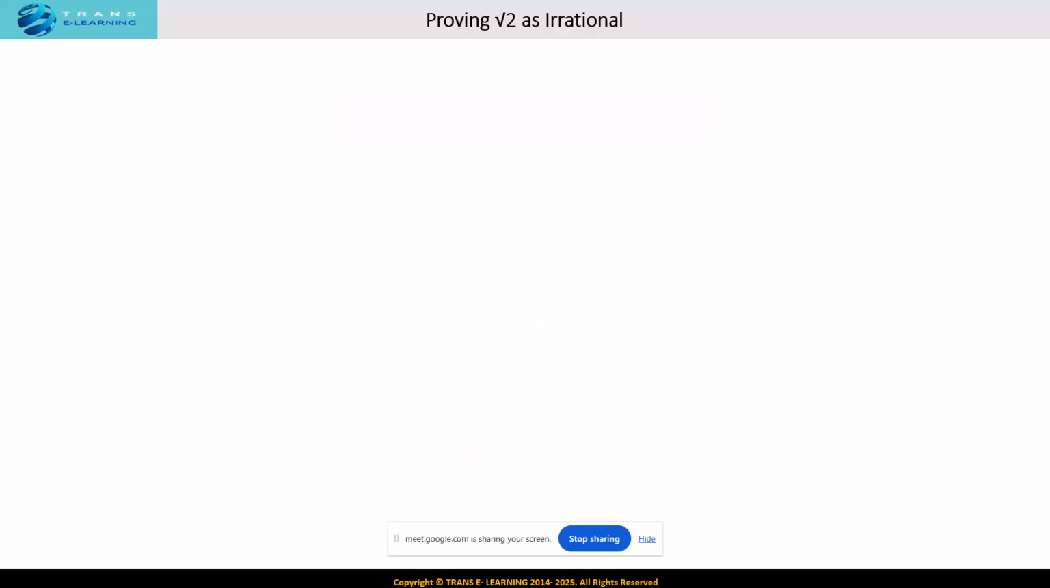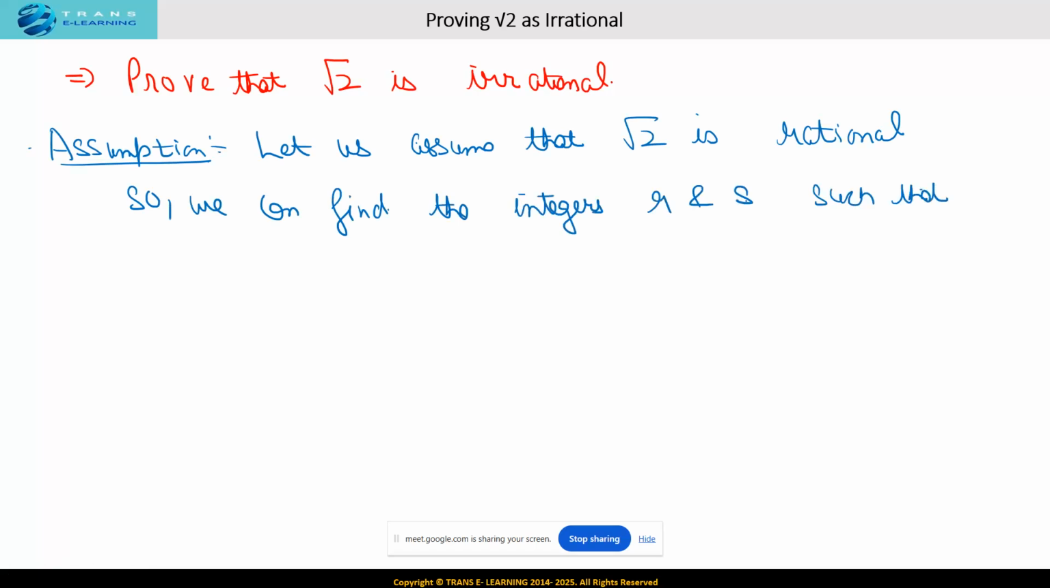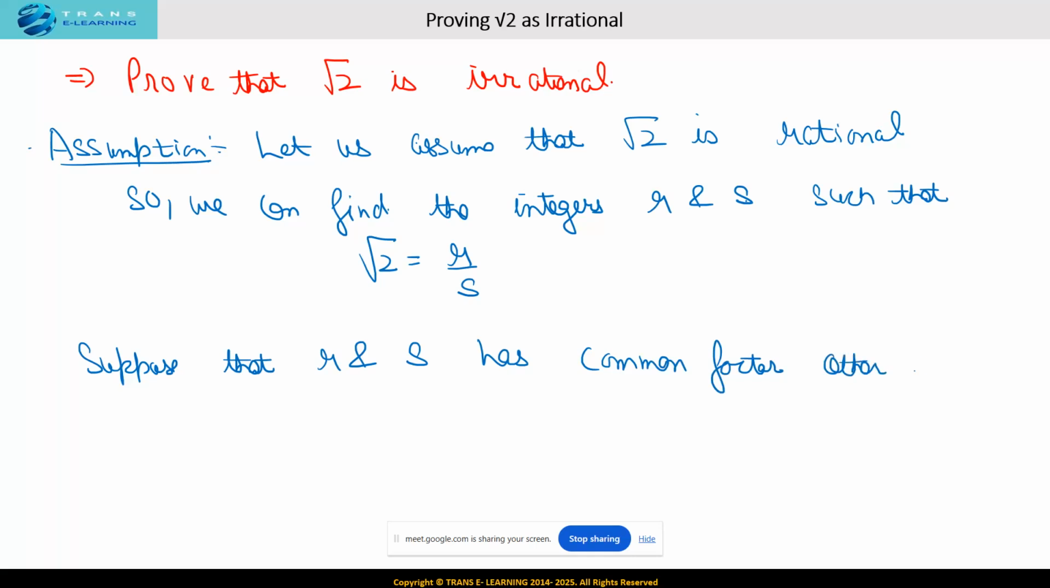So let's start. We have to prove that root 2 is irrational. Now we are going to start the steps. The first step is we are going to make an assumption. Assume that root 2 is rational. So we can find integers r and s such that root 2 is equal to r divided by s, right? Now we suppose that r and s have a common factor other than 1. What does it mean? Suppose r and s have a common factor other than 1.